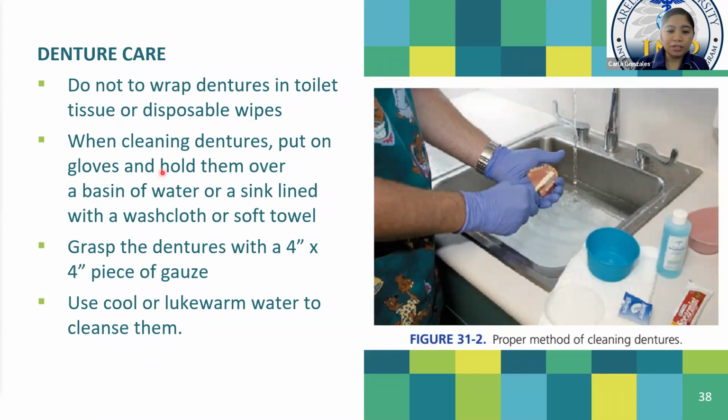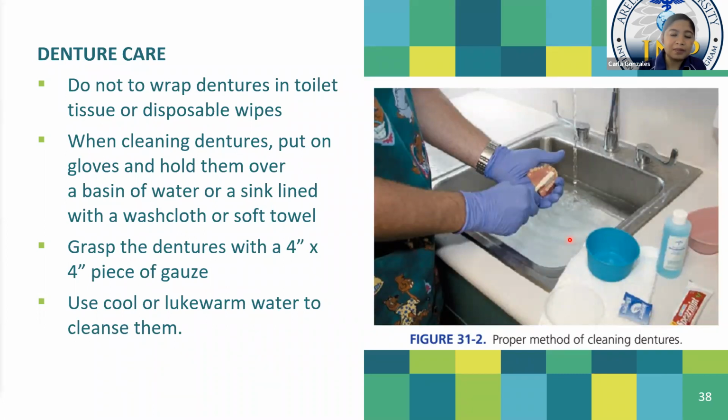When cleaning dentures, of course, we have to put on gloves. You wear clean gloves, not necessarily sterile. Then you hold them over the sink, and you place a clean towel or washcloth in the basin, the sink. That is to prevent the breaking of the denture if it accidentally slips from your hand.